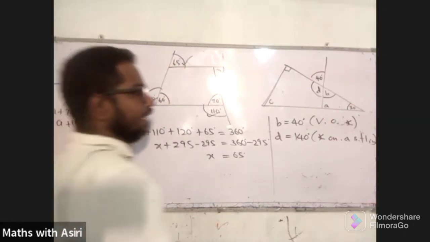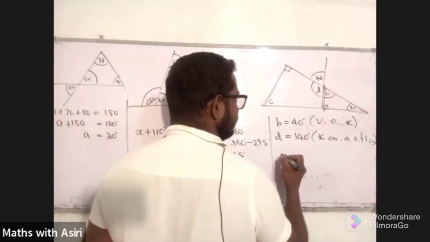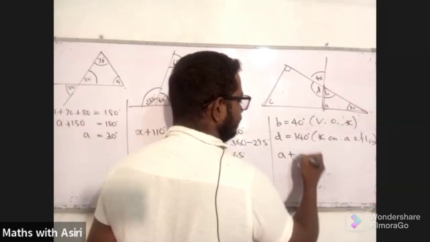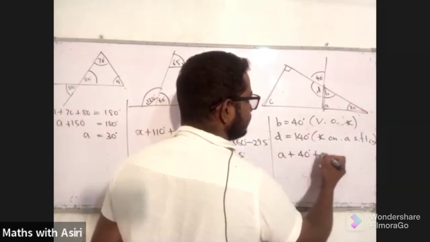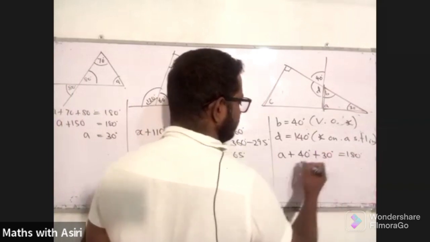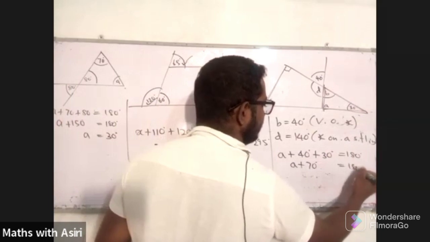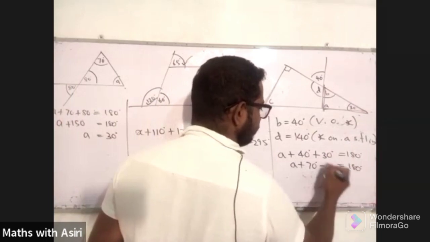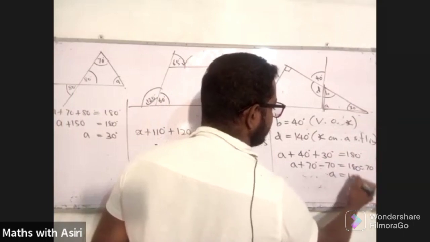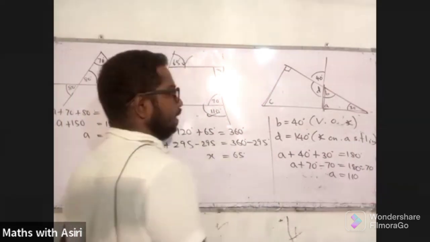Then let's consider A. Consider the sum of the angles in this triangle. A plus B, which is 40, plus 30 equals 180. 40 plus 30 is 70. A plus 70 equals 180. Subtract 70 from both sides. A equals 110.